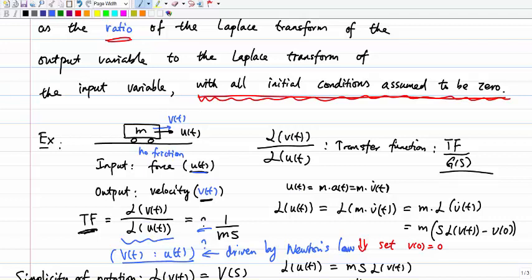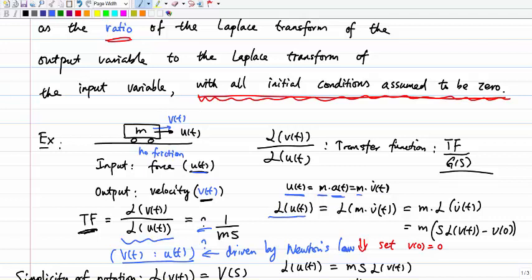According to Newton's law, this is the force applied to the object, assuming there's no friction, which is given by m times acceleration, where m is the mass and a is the acceleration. Now a is the derivative of the velocity, so it's m times v dot. Now we apply the Laplace transform on both sides to see what happens.